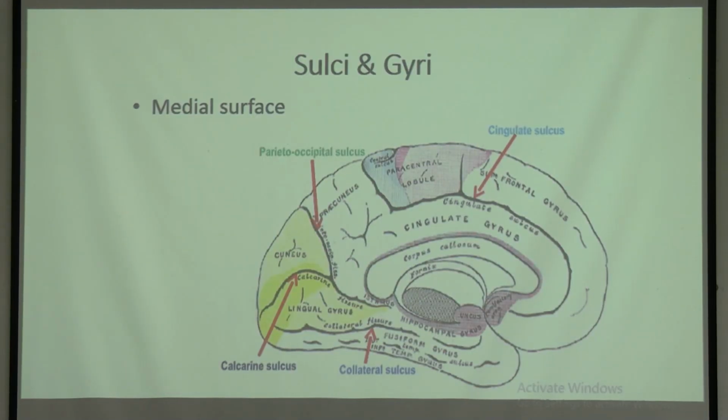Coming to the cut surface or medial surface, again we will identify the basic sulci required for us. We have to identify the corpus callosum. On top of the corpus callosum, we find a sulcus, we call it the callosal sulcus. And on top of that, we find a sulcus we call the cingulate. So, this cingulate sulcus you have to identify.